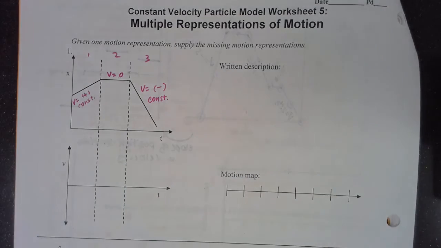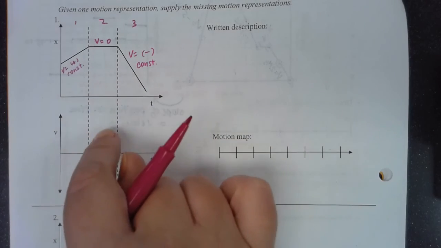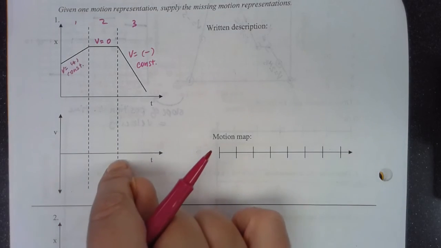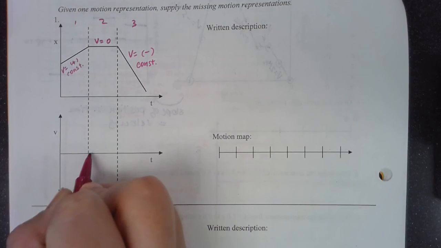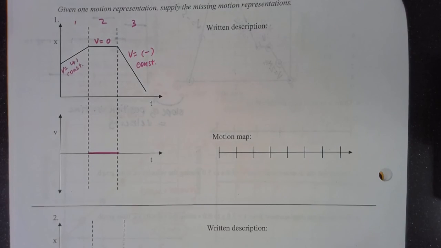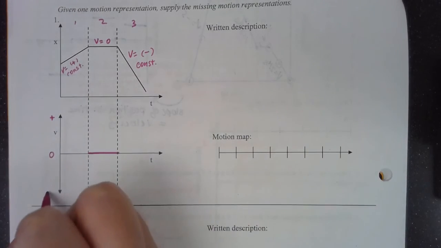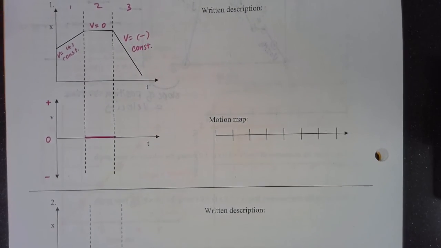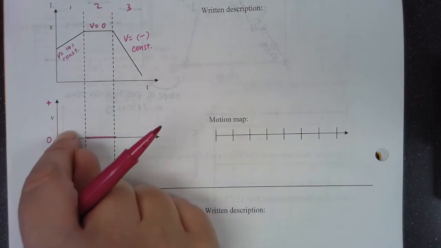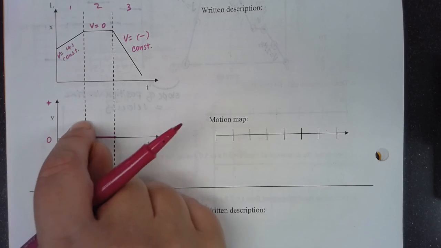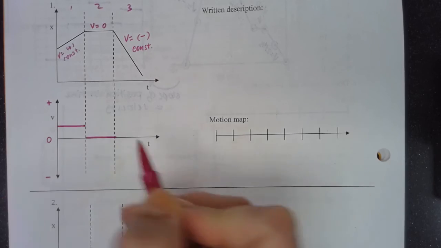I like to draw my velocity versus time graph just over time. I've gotten really good at thinking about moving from position versus time to velocity versus time and back. We already said velocity is 0 for the second one, so I'm just going to draw a line right there on my axis, and I'm going to label that 0. Up is positive, down is negative. So if I have a positive constant velocity, I'm going to have a horizontal line for my velocity versus time graph, and it's going to be in the positive part. So I'm just going to draw a line there.